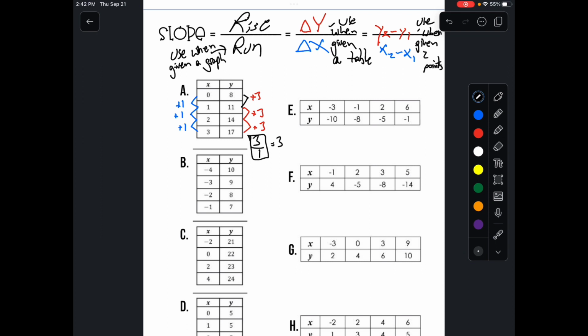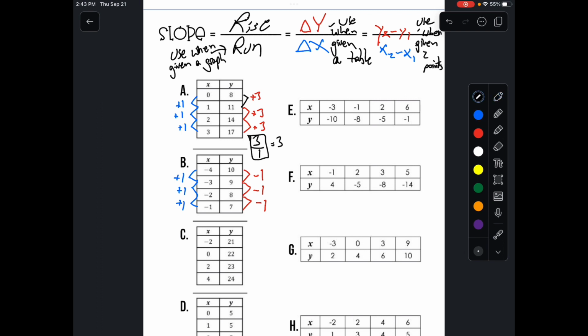All right, let's look at letter B. To go from 10 to 9, I'm going down 1. From 9 to 8, I'm going down 1. And from 8 to 7, I'm going down 1. From negative 4 to negative 3, I'm going up 1, right? If you look on a number line, if I go from negative 4 to negative 3, I'm moving over 1 to the right, so that's plus 1. Negative 3 to negative 2, that's also plus 1. Negative 2 to negative 1, also plus 1.